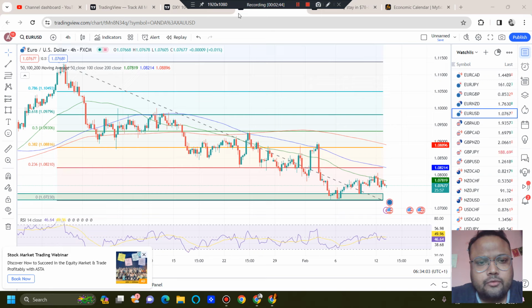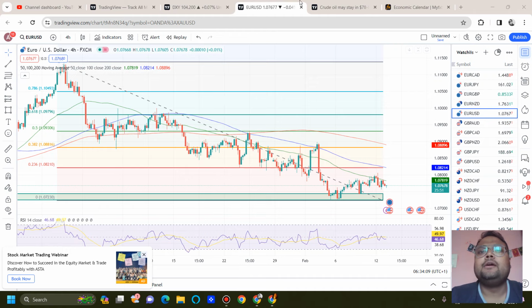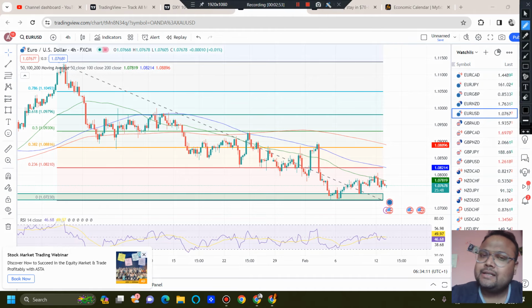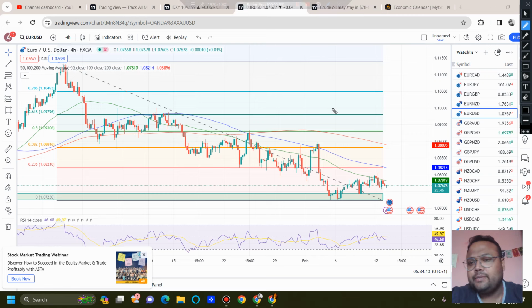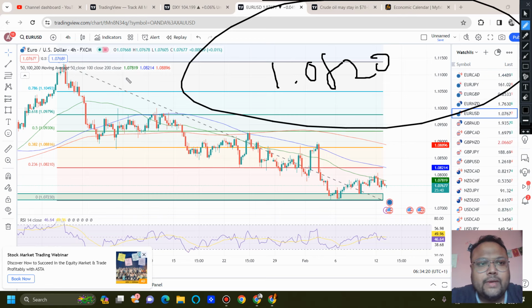Right now on the chart of Euro USD, we have two trading opportunities, but those trading opportunities are only valid before the news, meaning during the Asian session and European session. The first one is 1.0820. As we can clearly see, the trend of the market is not positive.